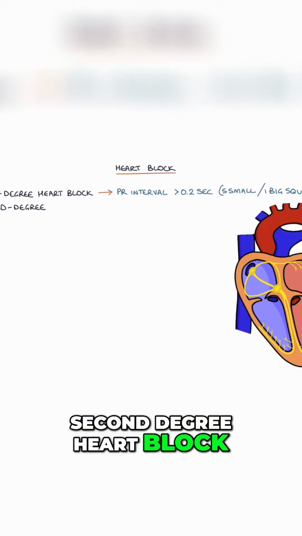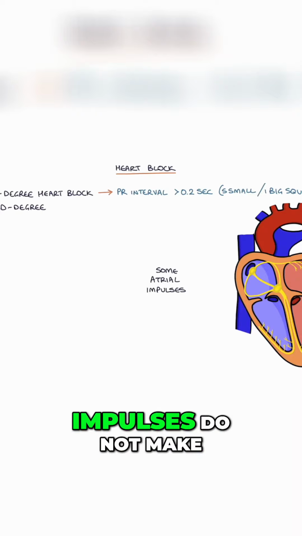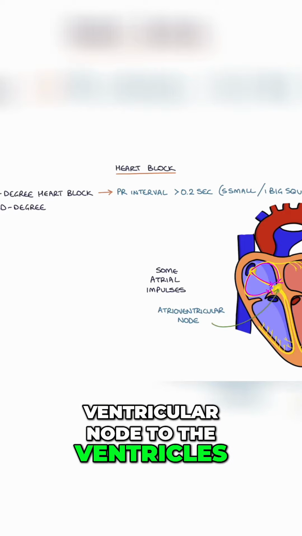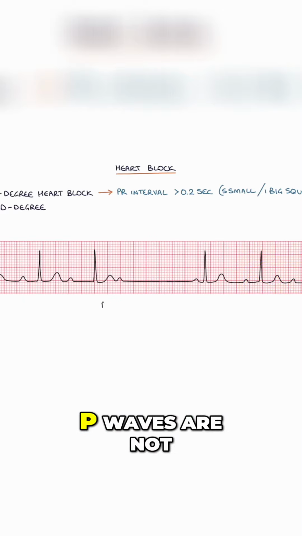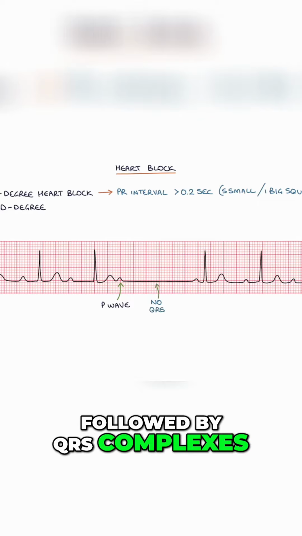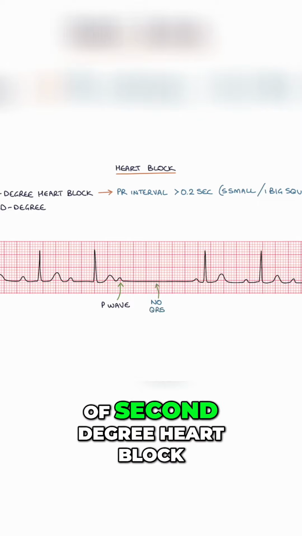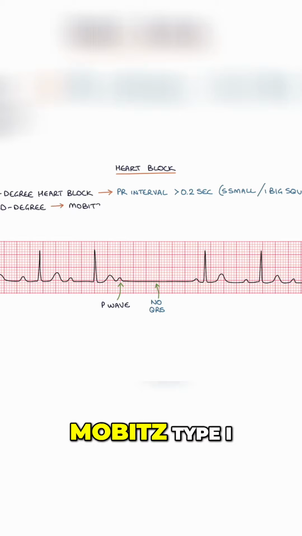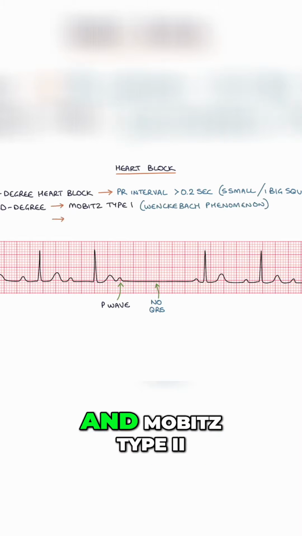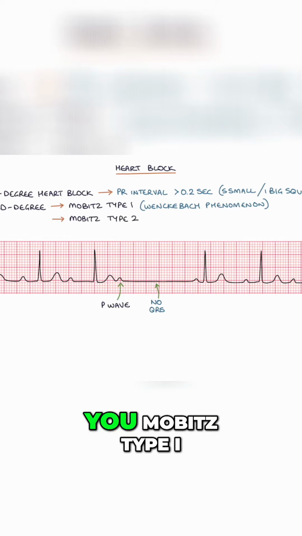Second-degree heart block is where some atrial impulses do not make it through the atrioventricular node to the ventricles. There are instances where P waves are not followed by QRS complexes. There are two types of second-degree heart block: Mobitz type 1, which is Wenckebach's phenomenon, and Mobitz type 2.